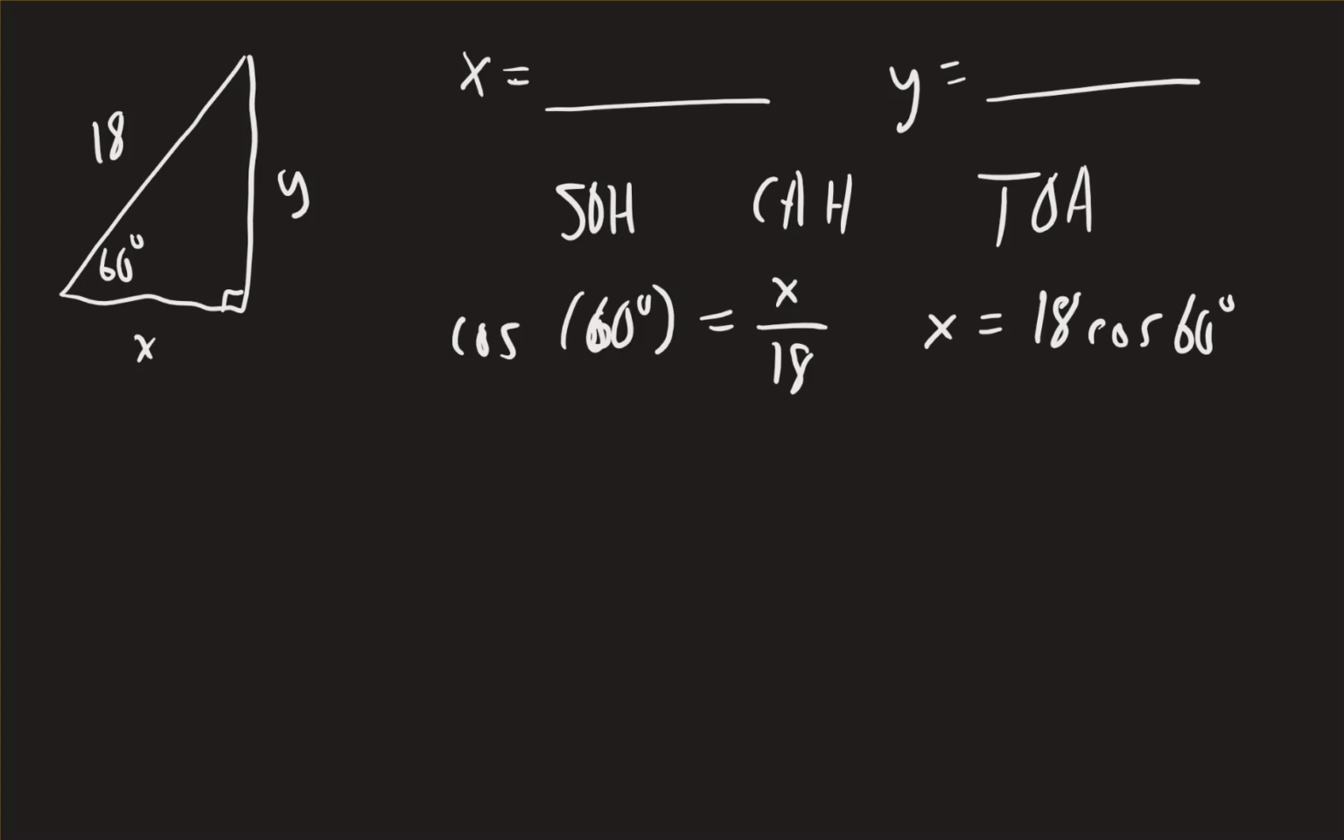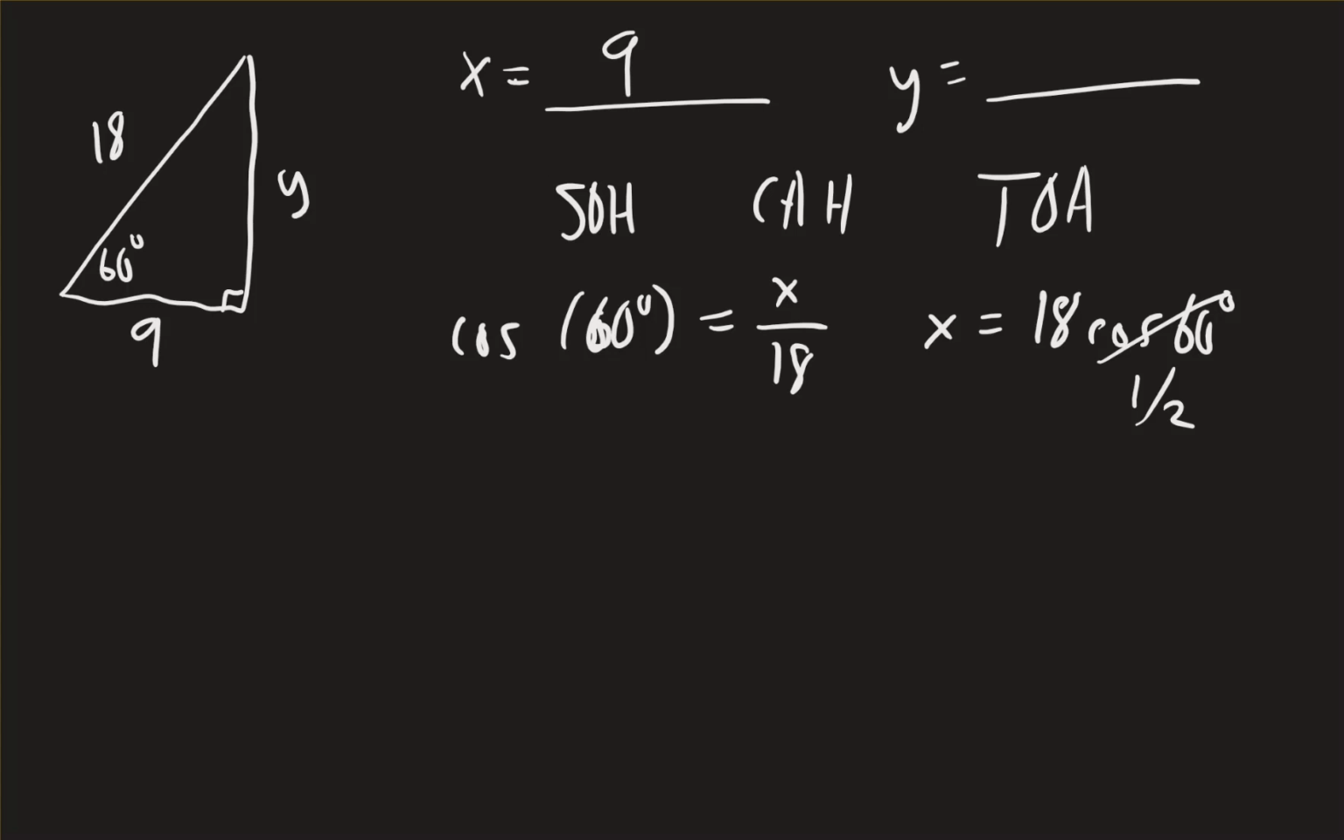And you may be tempted to type that in your calculator, but you shouldn't need to. 60 degrees is an angle on the unit circle. The point at 60 degrees is 1/2, square root of 3 over 2. Cosine is the x value. So all of this is really just a half. So 18 times a half is 9. All right, so no calculator needed. Just apply SOHCAHTOA to make an equation.